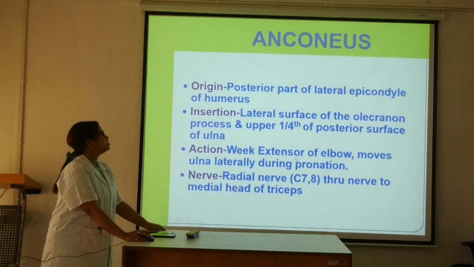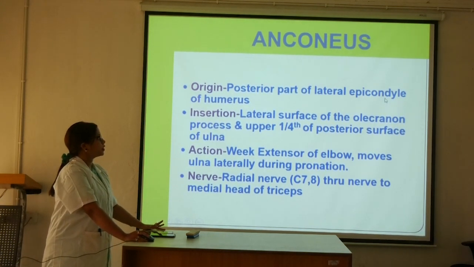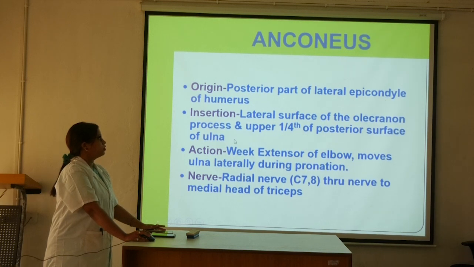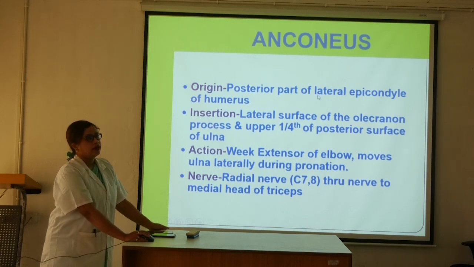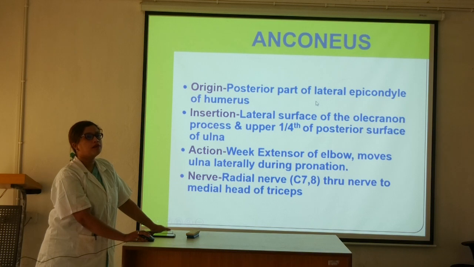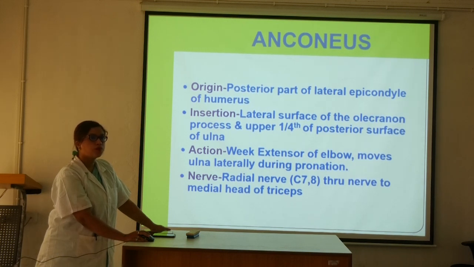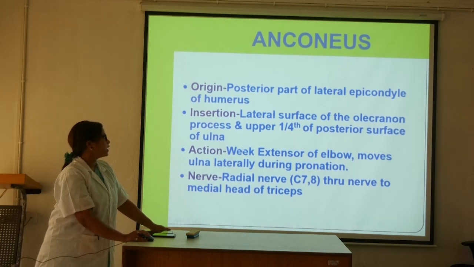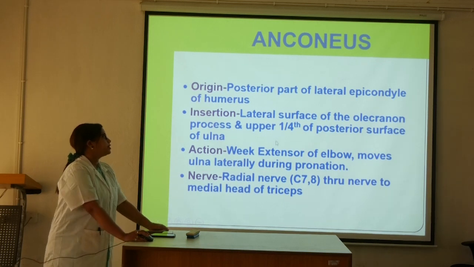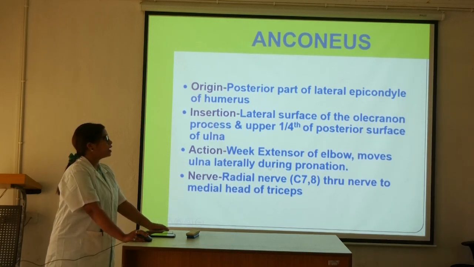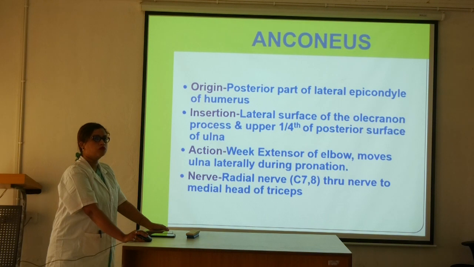So now coming to anconeus. This is the posterior part of the lateral epicondyle of humerus. Okay, so what would be the insertion? We have already studied in insertion which muscles insert on the olecranon process of ulna: one is triceps, on the superior surface, and the other is anconeus. These two you have to see, triceps and anconeus. So what is the action? This is a weak extensor of the elbow and moves the ulna laterally during pronation. This is acting as an extensor of the elbow.